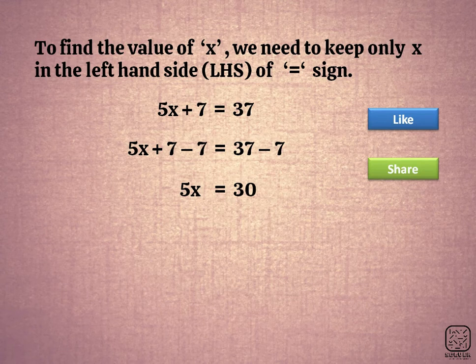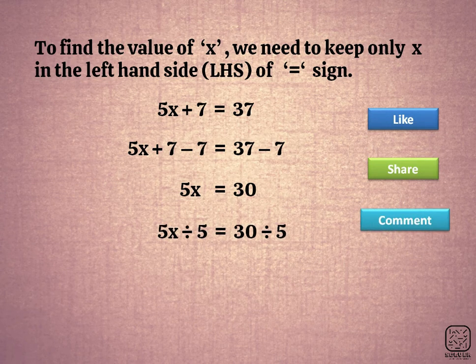Now it is 5x here on the left side of the equal sign. We need to keep only x on the left side. So we need to remove 5. For removing 5, here the operation is multiplication. 5x is 5 into x. So we should divide by 5. 5x divided by 5 is equal to 30 divided by 5.